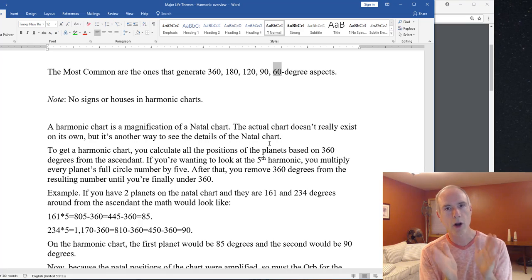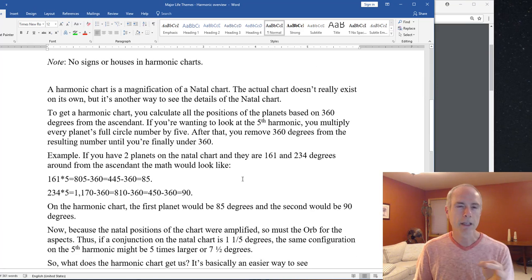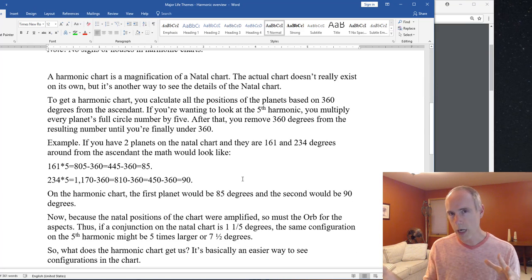You take two planets that are on the chart. Well, the mechanics. Let's talk about the mechanics first. If you understand the mechanics, the rest of it will make sense.